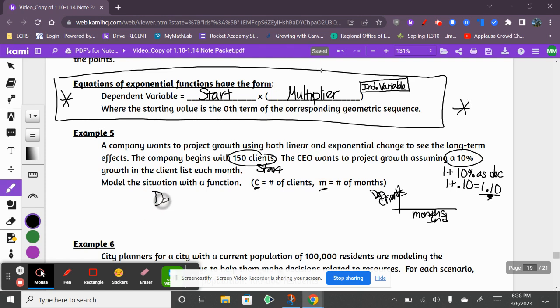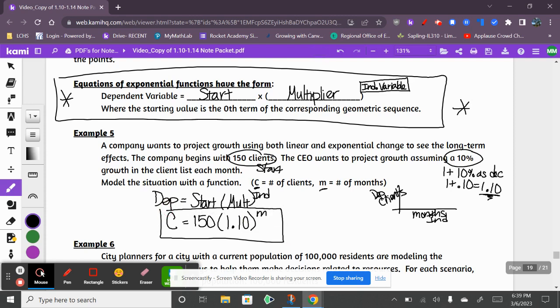So our setup is dependent equals the start times our multiplier, raised to our independent variable as an exponent. So we have C for our dependent variable equals the start value, 150. Our multiplier is 1.10, and our independent variable is M. So this would be our function.